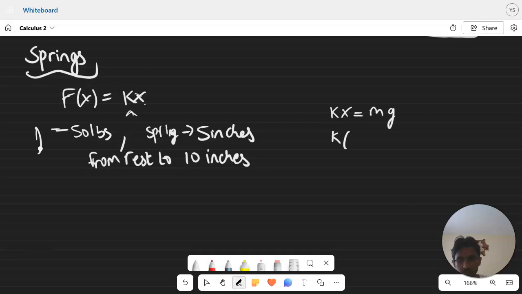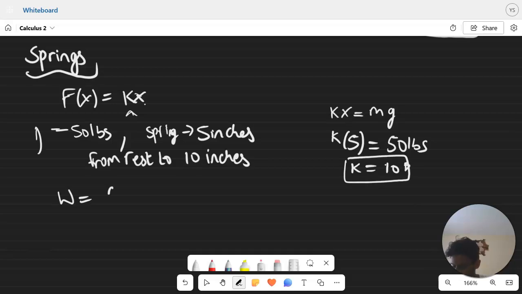So k, we know, is initially stretched to 5. And mg is just going to be our weight, which is 50 lbs. Remember that accounts for gravity. Then dividing both sides by 5, it's just going to be 10. Okay, k equals 10. Now let's find the work. Work is going to be equal to the integral from 0 to 10 of f of x, kx dx. Now we found out what k was, so that's going to be 10x dx.